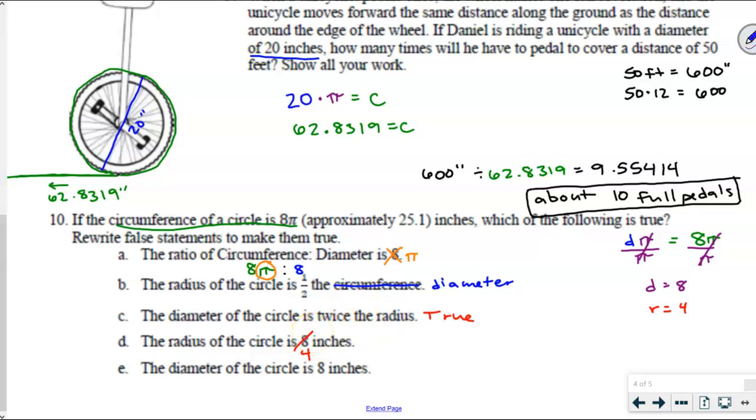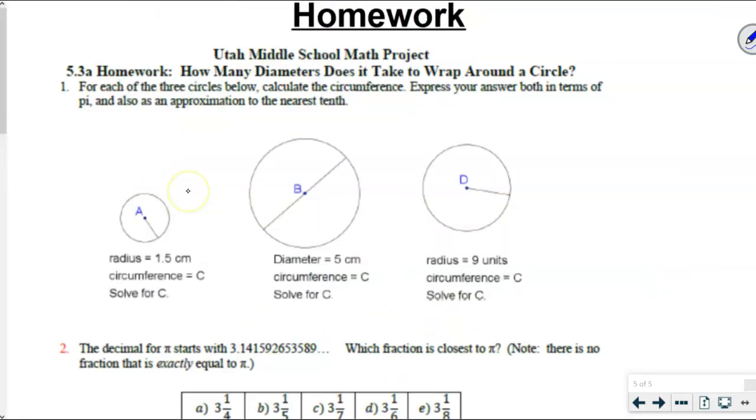The diameter of the circle is 8 inches. True or false? True. Your homework, folks. 5.3a homework section.